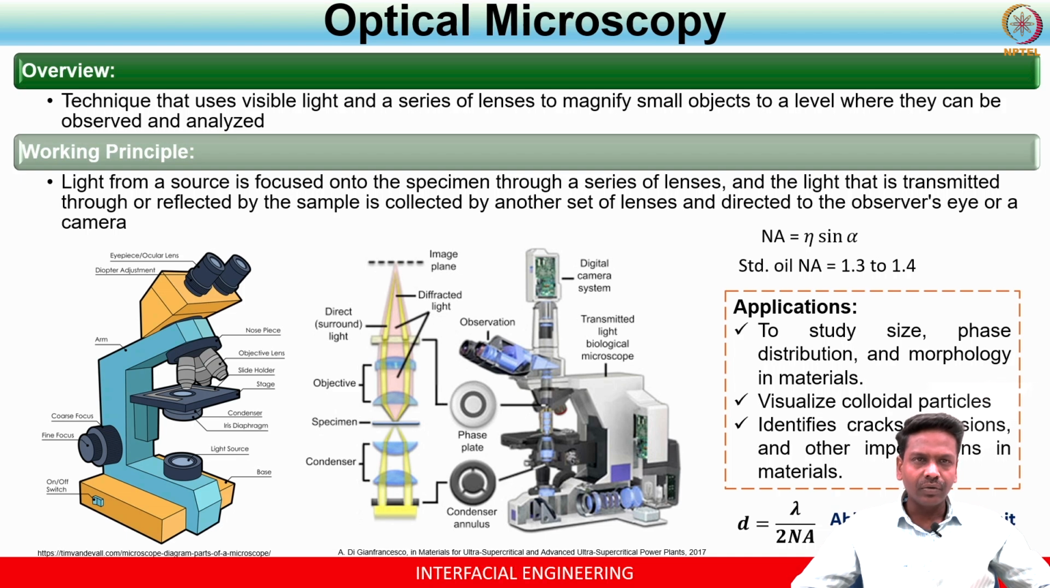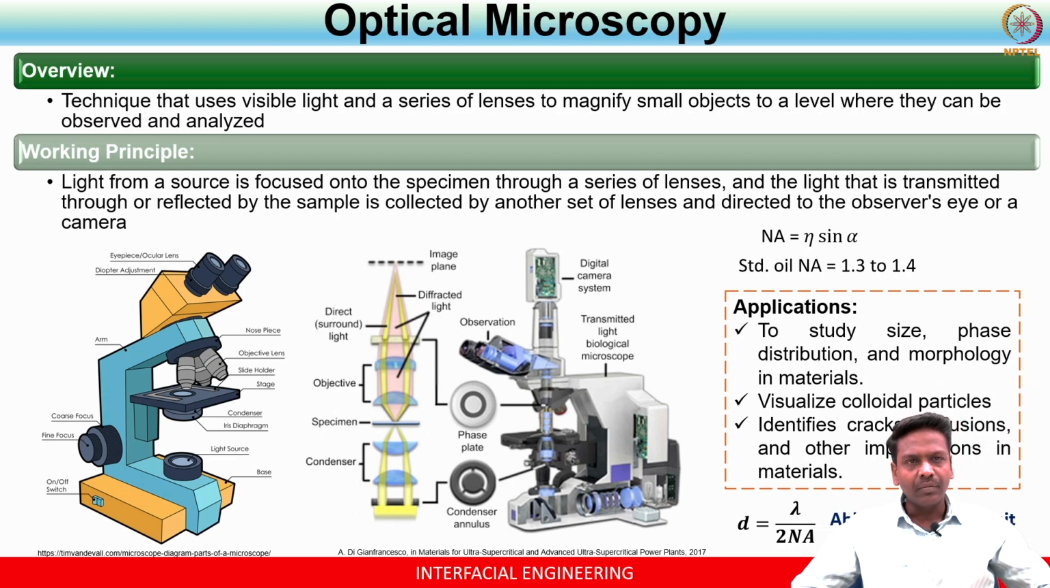Whenever you deal with upright microscopy, you will see that the objectives are fitted at the top, whereas the light source is coming from the bottom. In the case of inverted microscopy, the objectives are fitted at the bottom, whereas the light source is coming from the top. So that's the difference between upright and inverted microscopy. Mostly biologists use inverted microscopy, whereas material science scientists prefer upright microscopy.